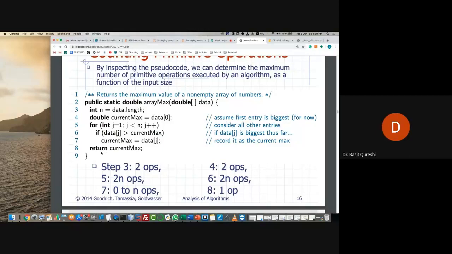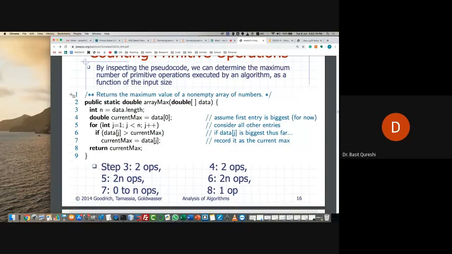They're simply saying return this. Now returning is equal to one operation. So can I add up all of these values and give it like an equation? Let me try to do this now.